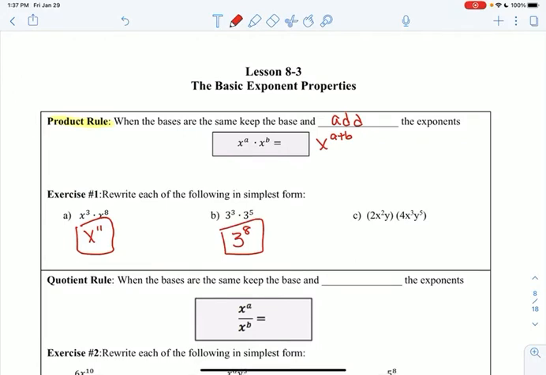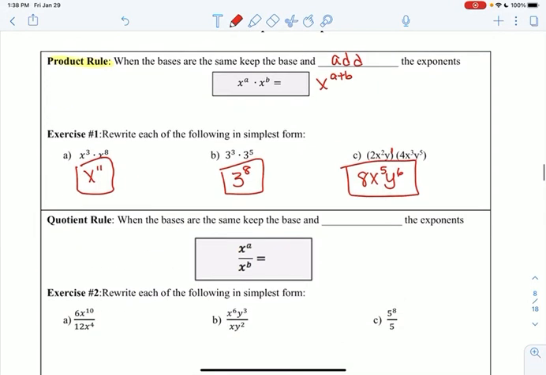And C, I have some numbers in front. So 2 times 4 is 8. And then I look at the x's. So x squared and x to the third. So I keep the base of x and I add those exponents. 2 plus 3 is 5. And then if I don't have a number, like on this y, this is really y to the first power. So 1 plus 5 is y to the sixth power. Okay, so that's the product rule.